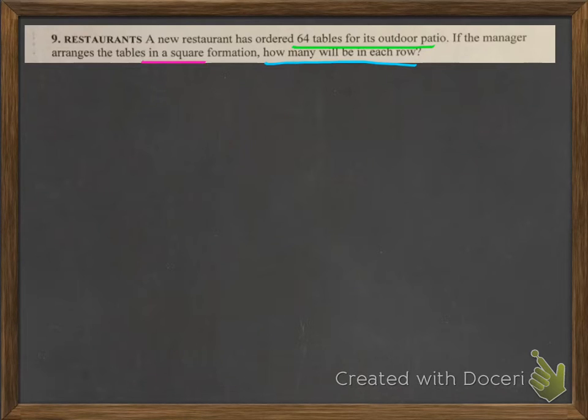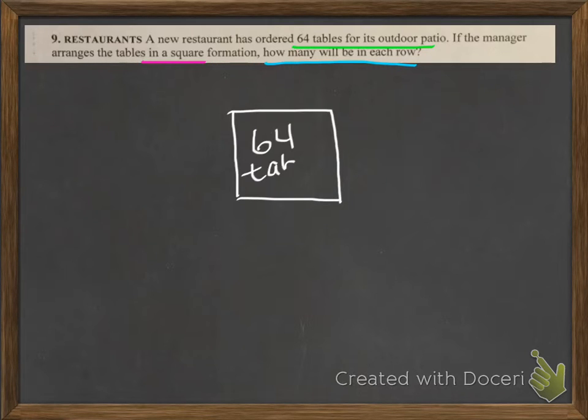So it is a square, and then it says how many rows will be in each. Even as a very seasoned math teacher, I always draw myself a picture because I need to visually see what's happening in the problem. So I made this a square. I know there's going to be a total of 64 tables in all, and each side length is going to be the number of tables on each row.